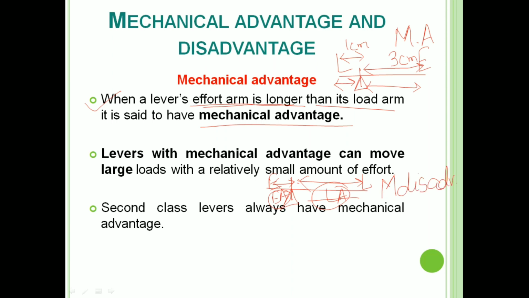So remember, when the effort arm is longer, it is mechanical advantage, and when the load arm is longer than the effort arm, it is mechanical disadvantage. So we know levers with mechanical advantage can move larger loads with a relatively small amount of effort. And always remember another important point for viva purposes: second class levers always have mechanical advantage. We will see through examples.